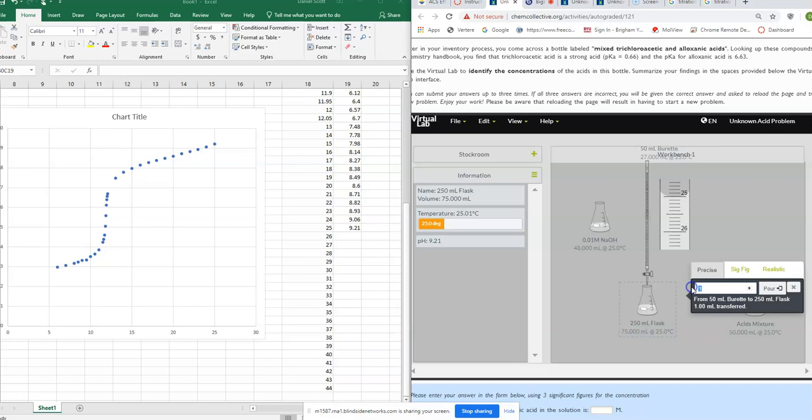Okay, I'm going to go to 0.5 milliliters now because I feel like it's going up slightly. So 25.5. Yeah, it's going up. Well, is it? I'm not sure.